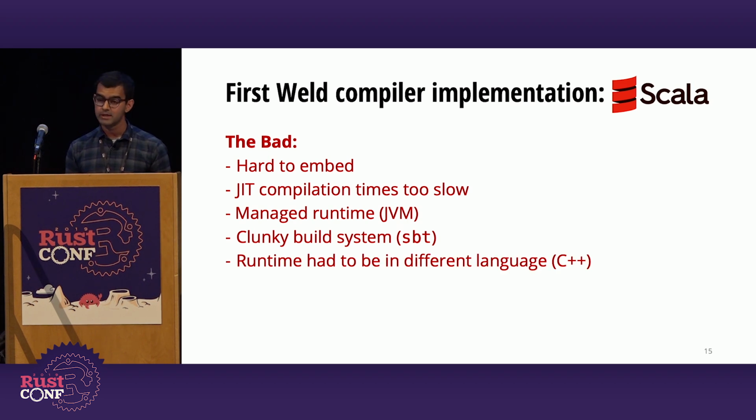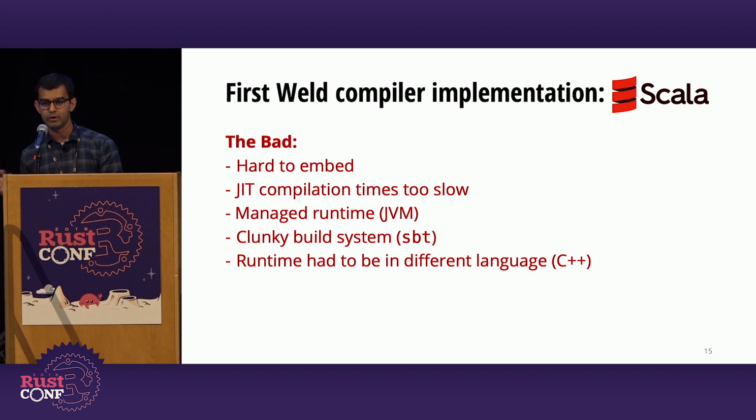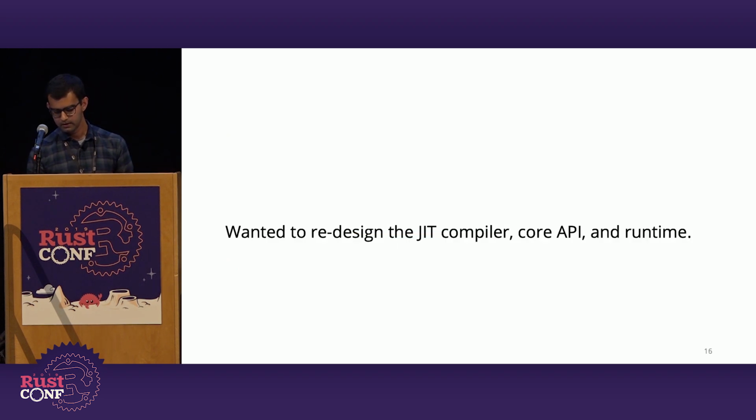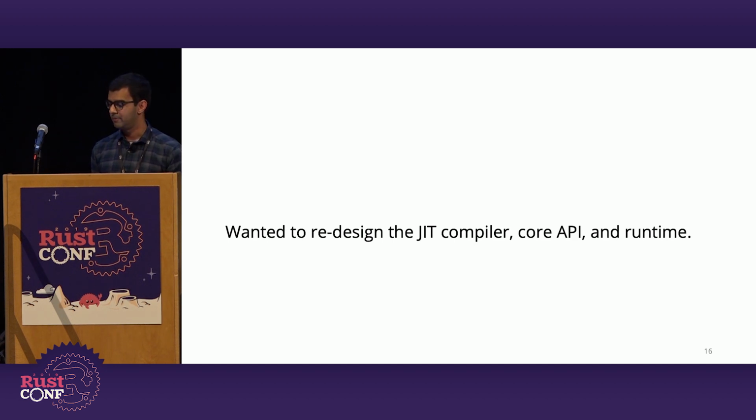Finally, the runtime also had to be in a different language. We're JITting code, and this JIT'd code is just some arbitrary machine code that's expected to be scheduled by some kind of threading library. And there's no way that we were going to use Java threads for that, because that's just not fun. So effectively, we wanted to redesign the JIT compiler, the core API, and runtime from the ground up because of these shortcomings of the language that we were using.